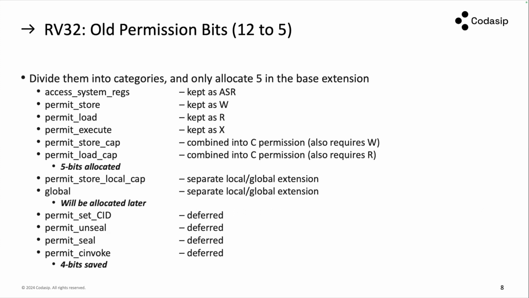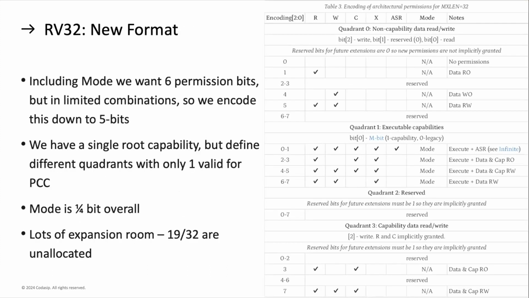Store local cap: we are expecting a pull request for the local global support pretty soon. I don't think it's there yet. And that covers the next two permissions. There are some that we've deferred for the time being. So the compartment ID, sealing and unsealing, and CInvoke, we don't currently have. So we wanted to keep 6 permission bits, and we've encoded them into 5. This table is actually out of date as of Monday, because Alex Richardson put the load mutable pull request in, which adds two more entries to it. So it's dynamically changing, but improving.